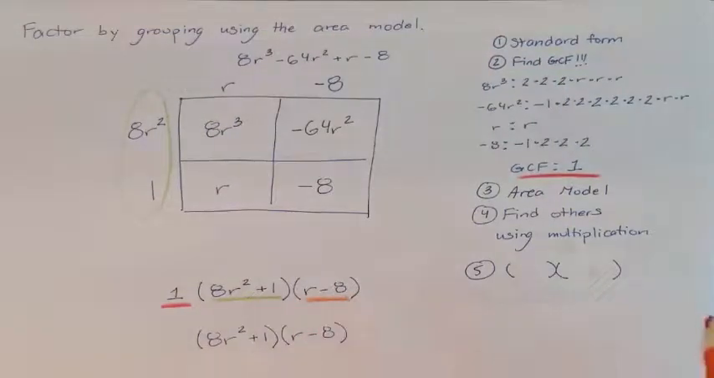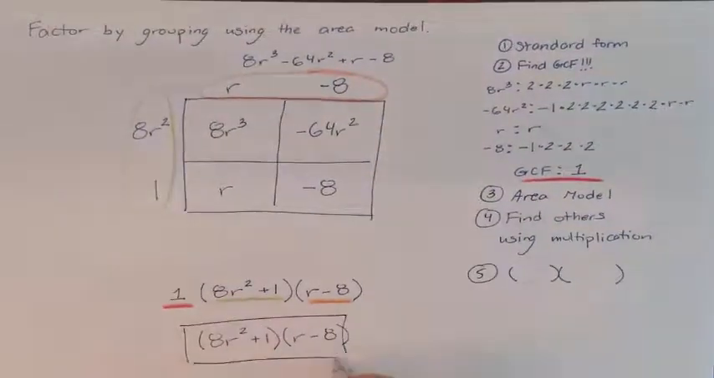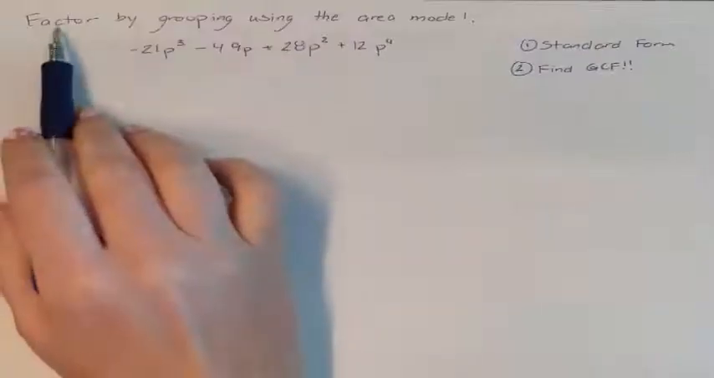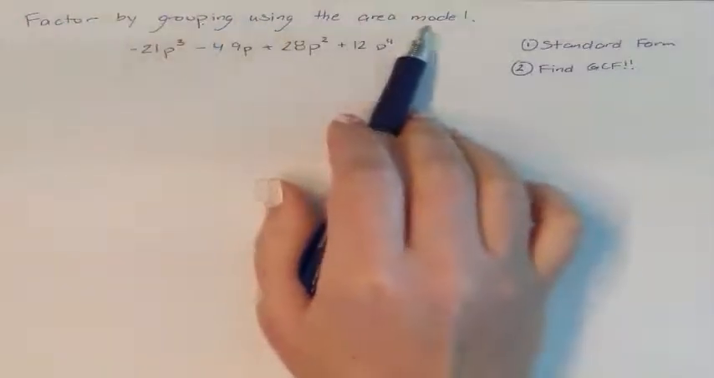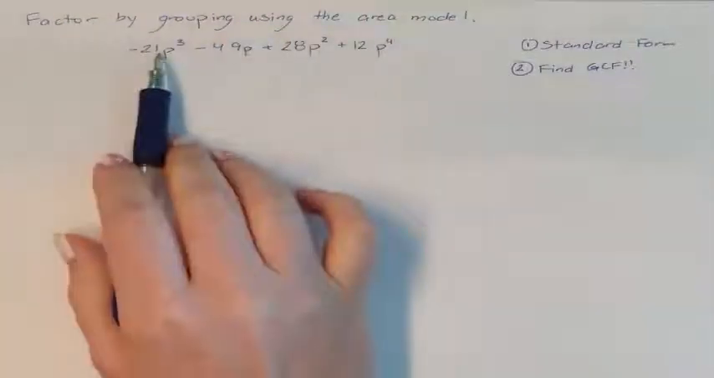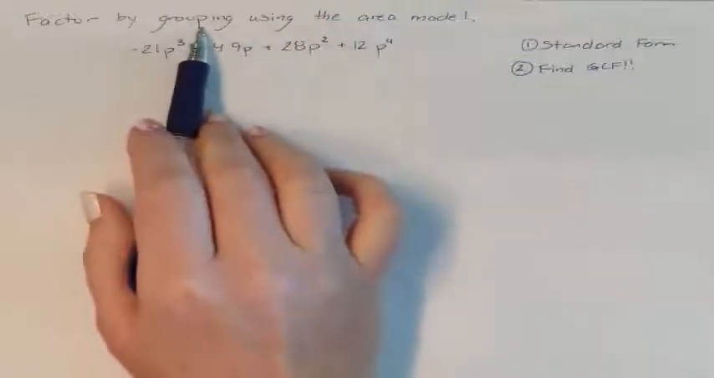This parenthesis came because that's what this side says. And so this right here is our final answer. You factored it and we're done. So we're going to continue by factoring by grouping using the area model. And then we have our 4 terms, which is by grouping.